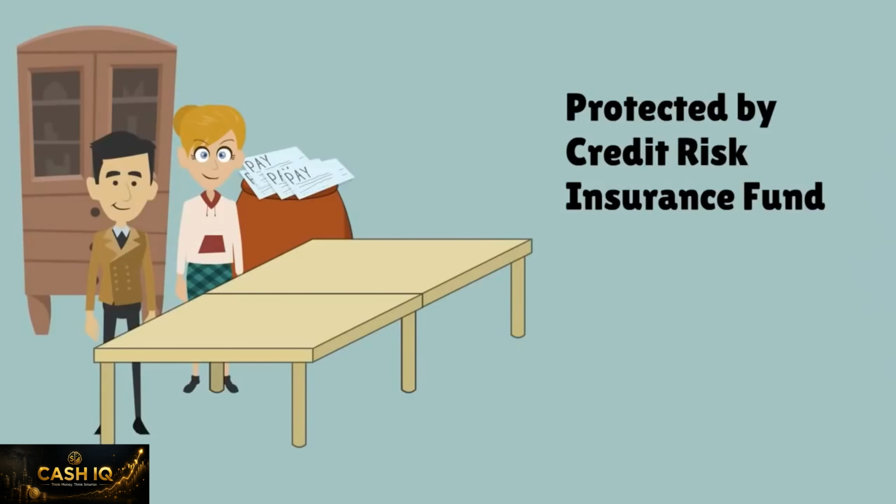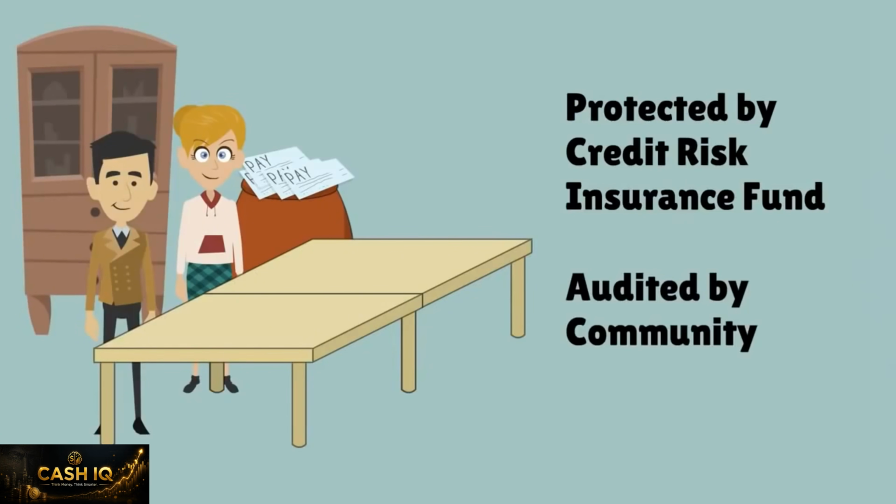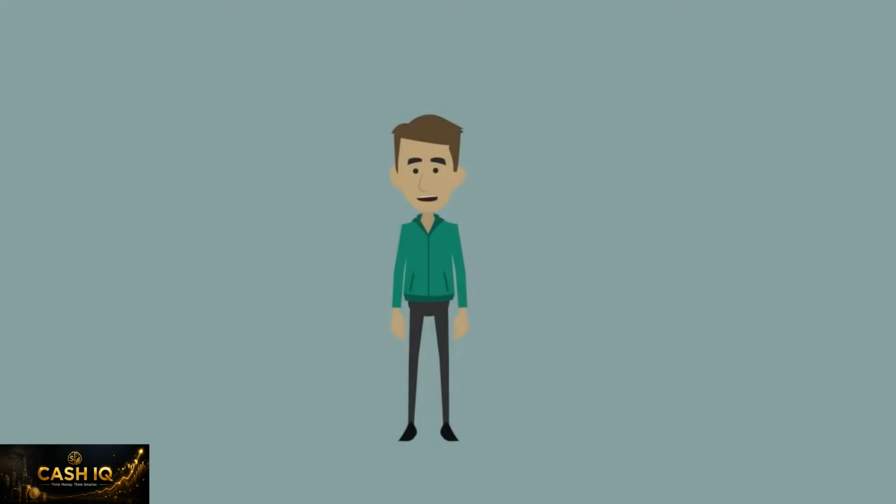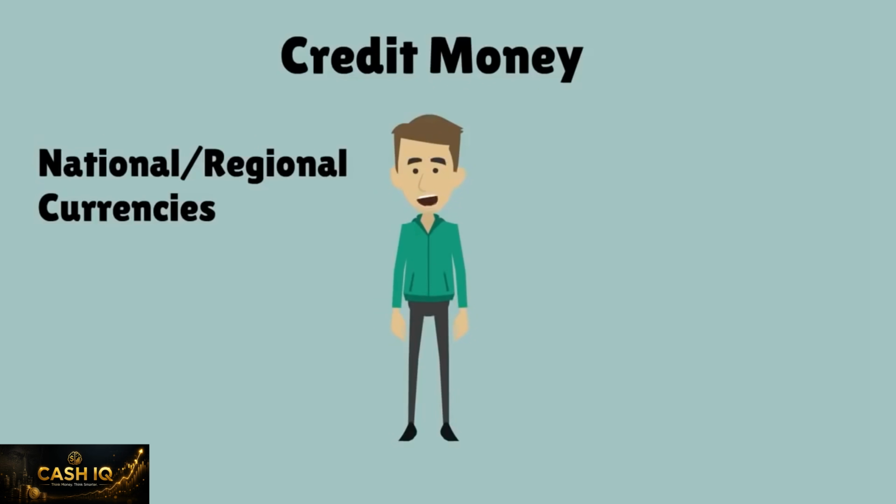Community members audited the credit clearinghouse to make sure that every debt obligation issued was recovered after its credit term, either from the debtor it was issued to, or the credit risk insurance fund. Credit clearinghouses allowed communities to expand their credit money systems to large regions. Each region or nation therefore had its own currency.